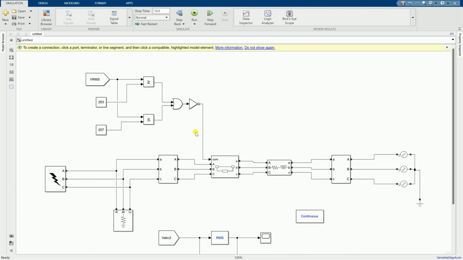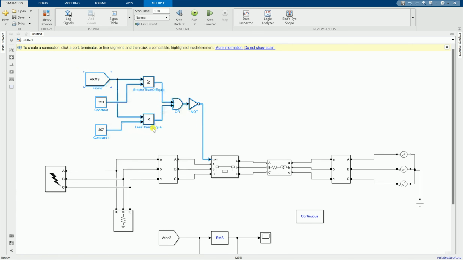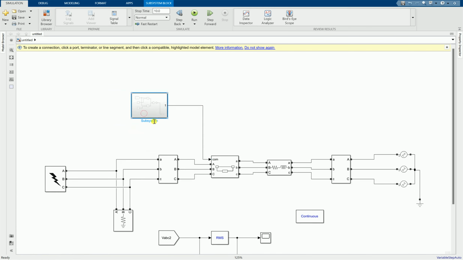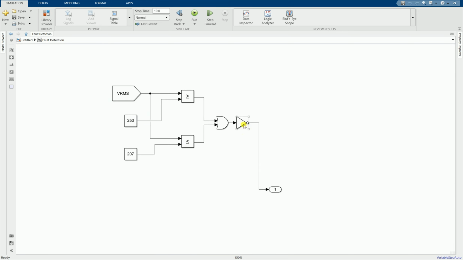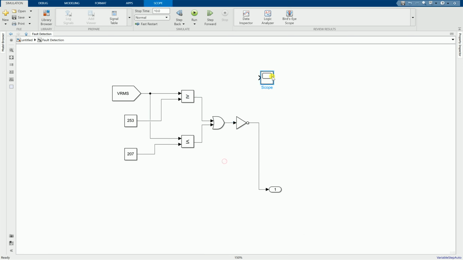Then we will make this like this. Right click, create subsystem from selection, so you can put them in one block, and call this fault detection. You can also add a scope here, like this, and call it trip signal.